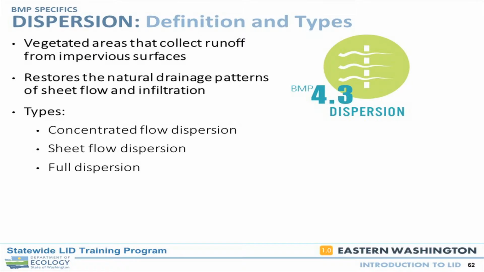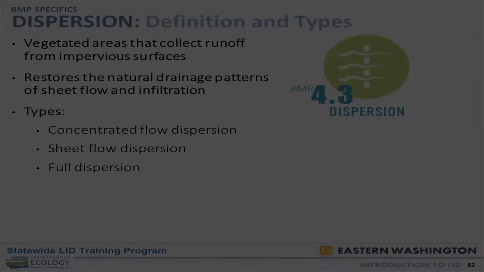Sheet flow dispersion is basically keeping it in sheet flow. This is most common in a roadway application where you don't have a curb, a rural roadway where it just sheet flows off the road and goes into the adjacent vegetation. And then there's a technique called full dispersion, which is really if you have the appropriate ratio of impervious surface to pervious surface that you're dispersing to, then you can get credit and exemptions from all stormwater requirements. And that's really for a much more low density or rural type setting where you have that space available.